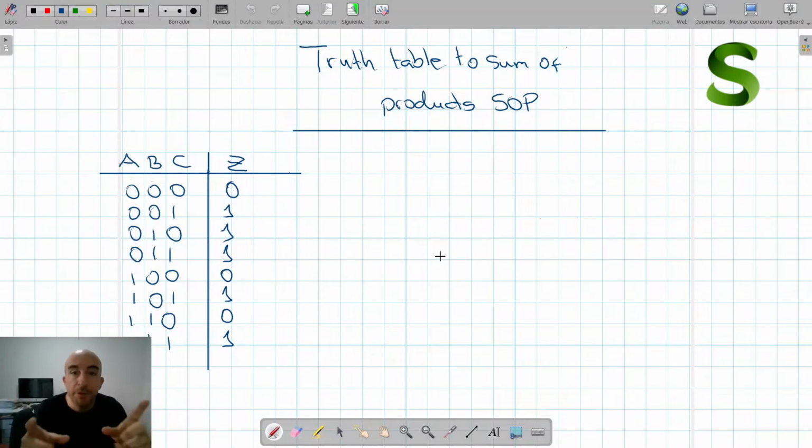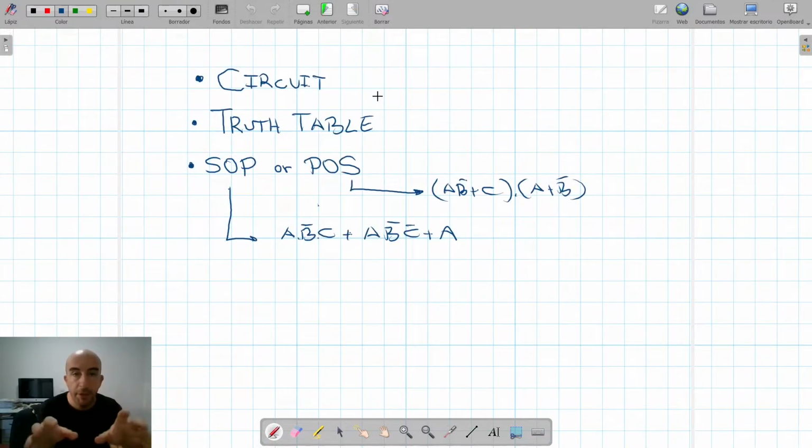Hi, today we're going to convert from the truth table to the sum of products. When we are studying digital circuits, we've got three possible representations. We either have the circuit, the truth table which represents all the possible inputs and the outputs, or the Boolean function represented by a sum of products or a product of sums.